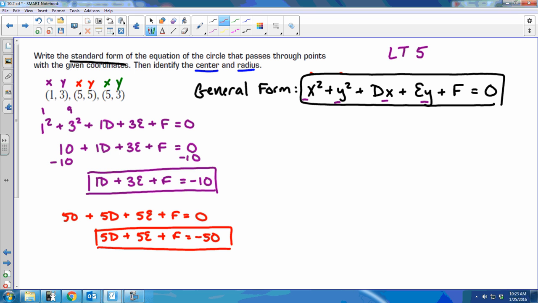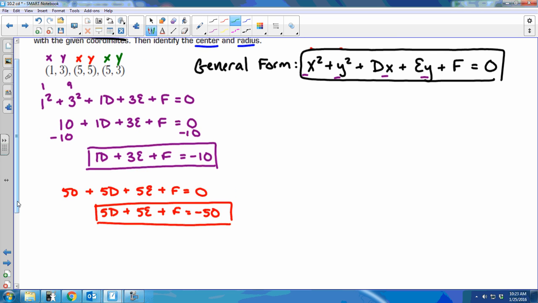Questions about that? And we do it once more for the last coordinate. So you have 5 squared, 25, plus 3 squared, that's 9. So 25 plus 9 is 34. Plus 5d plus 3e plus f equals 0. And again, we simplify the equation so that all the constants are on one side.